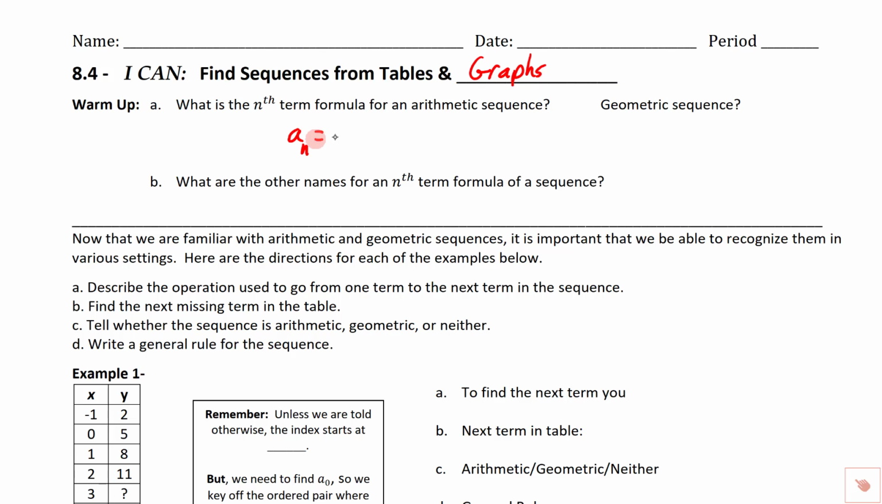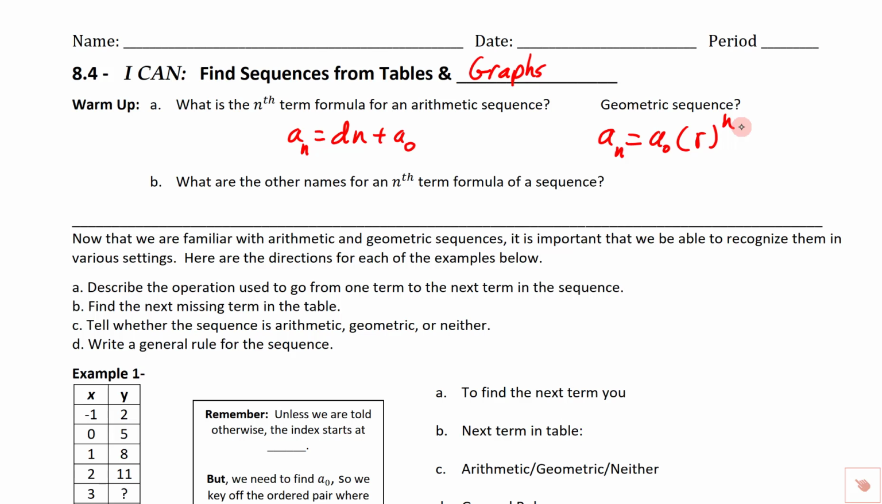So we're going to write a sub n equals d times n, so the common difference times the index, the number of the term we're on, plus a naught, plus that initial term, the 0th term if you want to call it that. And then for geometric, it goes like this. The nth term is going to be that initial term, and then we take the ratio and we raise it to the n. And hopefully we're pretty good at figuring this out by now.